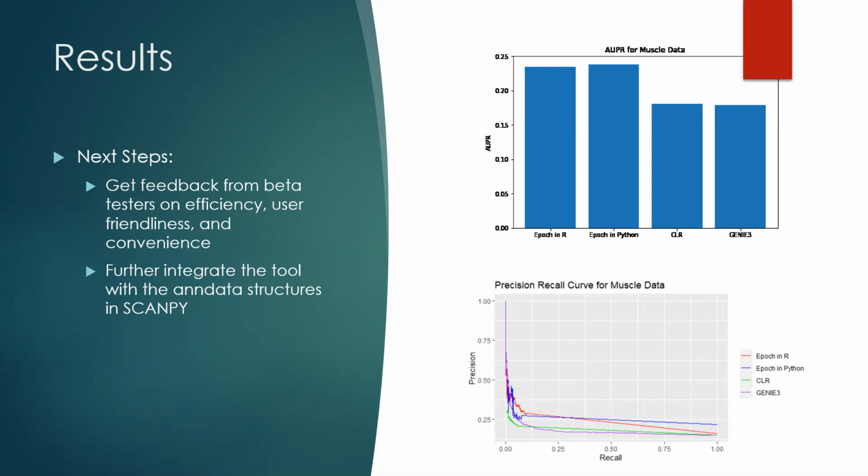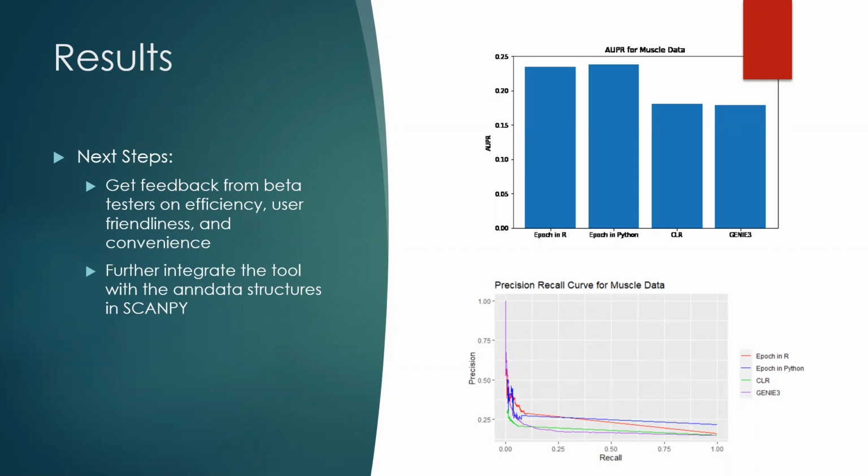As we can see through the precision recall curve, as well as the AUPR reconstruction, EPIC in Python performs essentially identically to EPIC in R. A higher AUPR refers to a greater precision in reconstruction, and both versions of EPIC have a higher AUPR than other tools for GRN reconstruction, such as CLR or GA3. Therefore, I've likely met my goals for precision with this EPIC in Python.